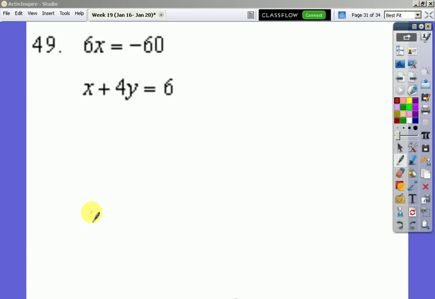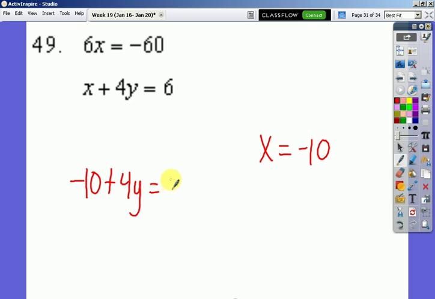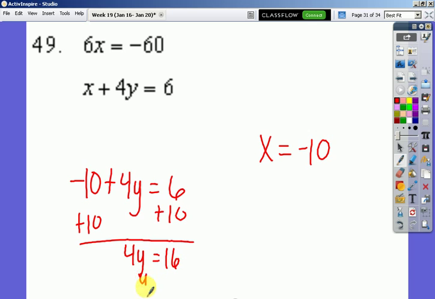So as I said earlier, it looks easiest to use substitution simply because I can get that x by itself on the top. How would I do that? Yes. Divide by 6. So when I divide by 6, I get x equals negative 10. Now I'm going to substitute that into the bottom one. I get negative 10 plus 4y equals 6. And then I solve. So I add 10, 4y equals 16, y equals 4.